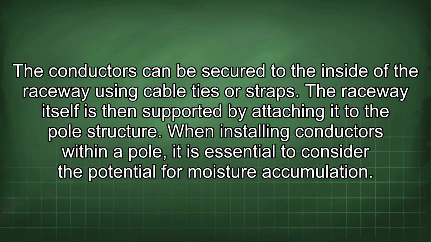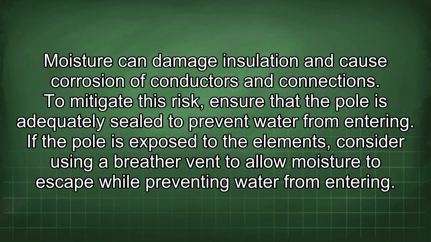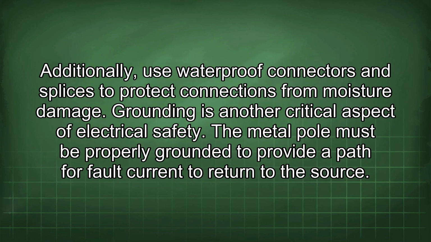When installing conductors within a pole, it is essential to consider the potential for moisture accumulation. Moisture can damage insulation and cause corrosion of conductors and connections. To mitigate this risk, ensure that the pole is adequately sealed to prevent water from entering. If the pole is exposed to the elements, consider using a breather vent to allow moisture to escape while preventing water from entering. Additionally, use waterproof connectors and splices to protect connections from moisture damage.